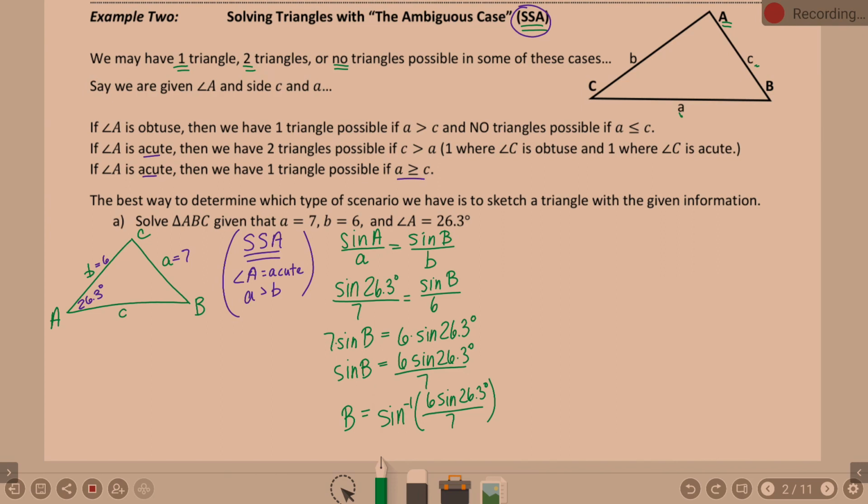How do we do this on the calculator? Sine inverse is the second function, right? So you're going to do second of the sine button, and type that whole lovely little fraction in. And we're going to get an answer. 22.32.